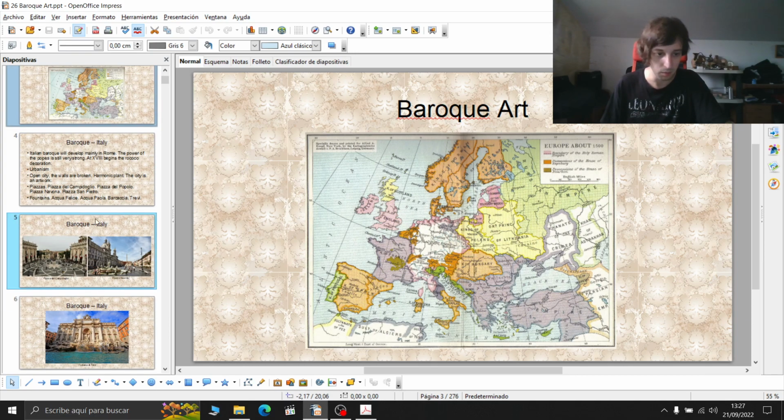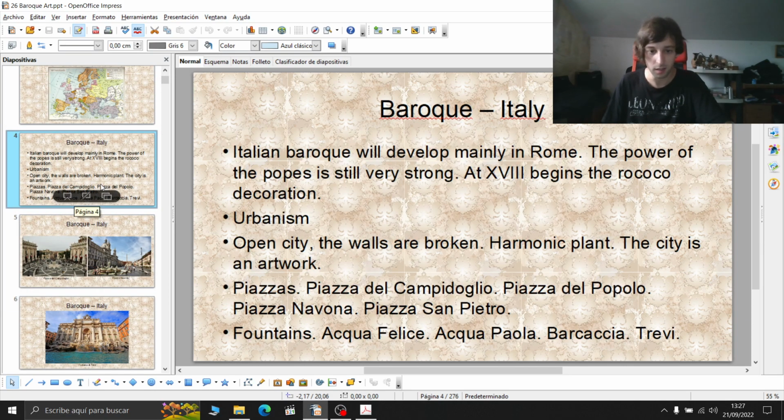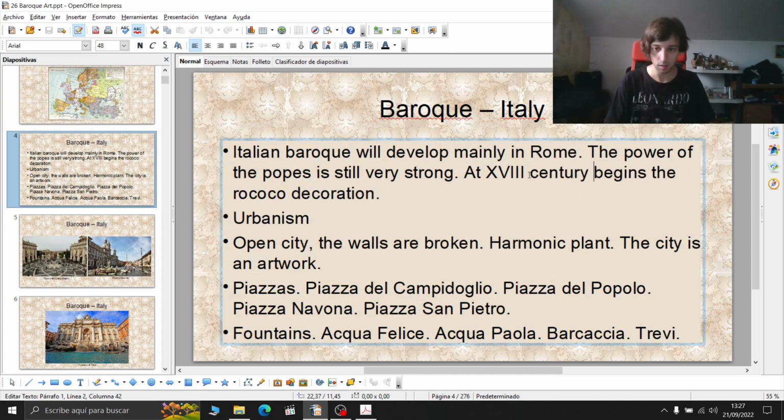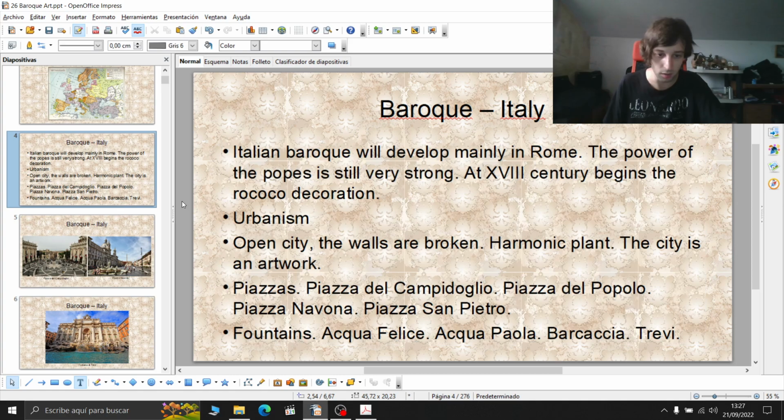So, the map of Europe. Italian Baroque will develop mainly in Rome. The power of the popes is still very strong. In the 18th century begins the Rococo decoration.